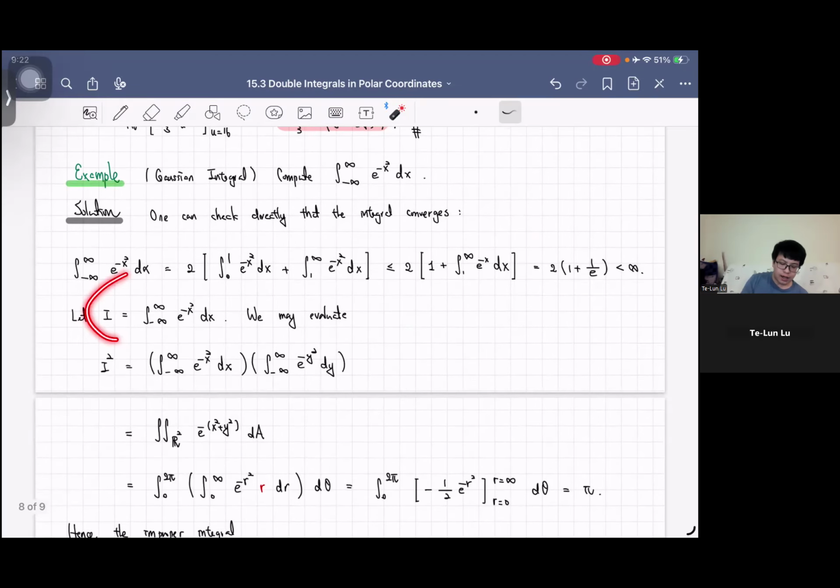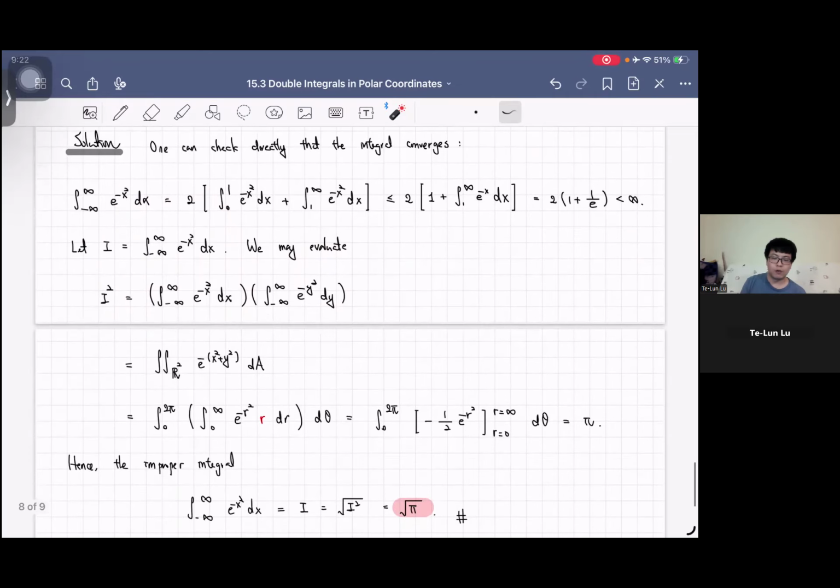So if we denote this I by this Gaussian integral, then I squared is given by this squared times this, right? I use different notation of x and y to avoid confusion. So if we combine those two integrals, it is basically the integral over everything, right? We're dealing with minus infinity to infinity in the x coordinate and minus infinity to infinity in the y coordinate. So that's everything. And the integrand is e to the minus x squared times e to the minus y squared. So that's e to the minus x squared plus y squared. And you can see that the trick comes in.